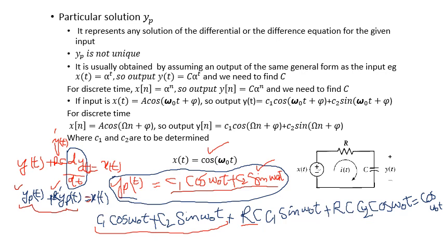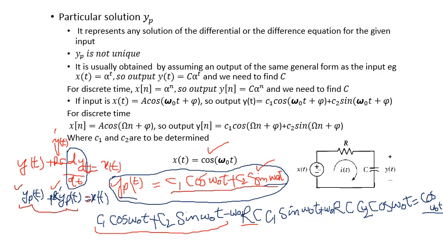Let me correct it. The derivative of c1 cos ω0t will be c1 ω0 sin ω0t, but with a minus sign. And RC is already there, so it will be minus ω0 RC c1 sin ω0t, and plus the derivative of sine, which is cos, so it will be ω0 RC c2 cos ω0t, equal to cos ω0t.